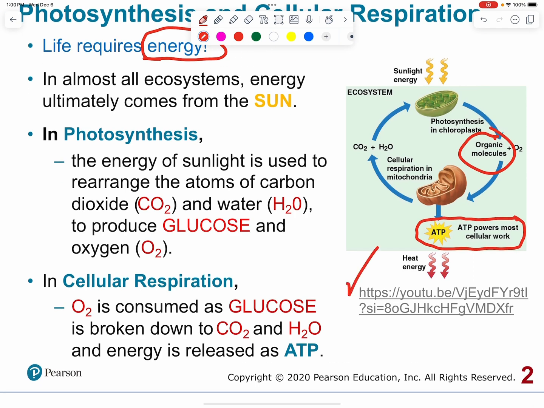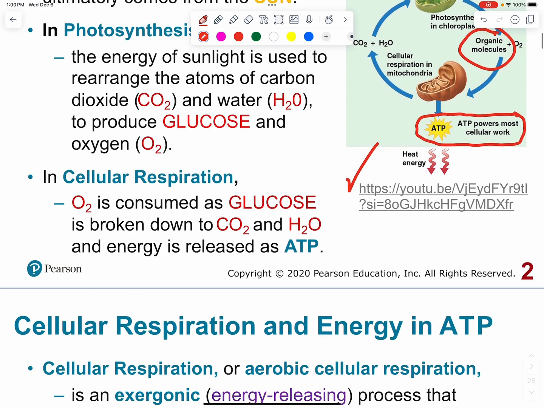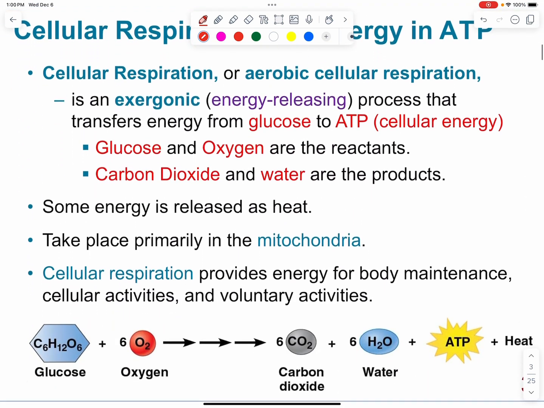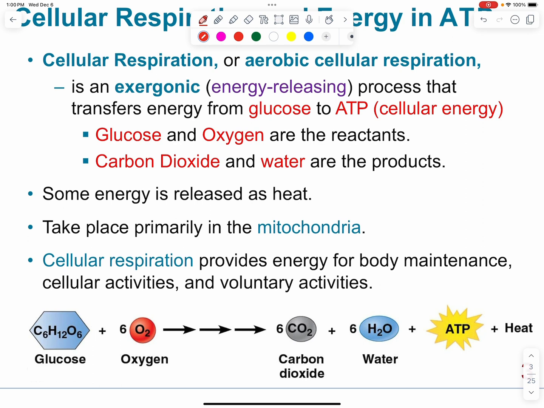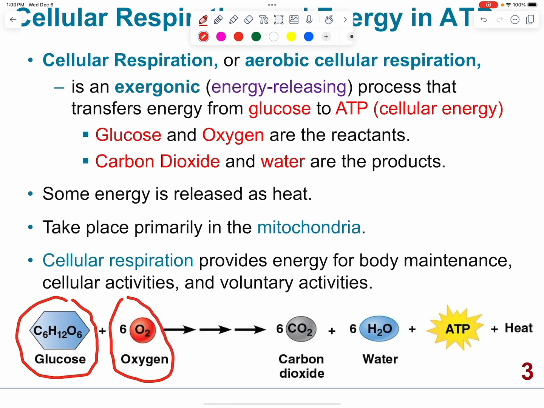Here's a video that's embedded in the textbook. It's really good for you to look at that. Let's start at the bottom of the screen here. Glucose and oxygen are needed. These are on the left side, and these are called reactants. And at the end, these are called products right here. So good idea for you to write that down.